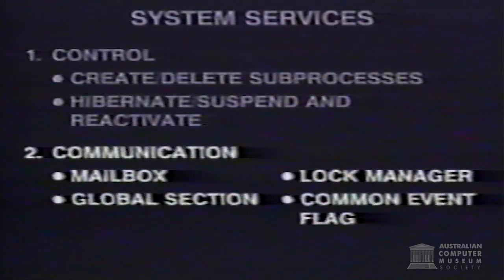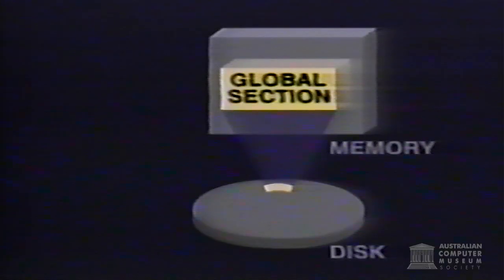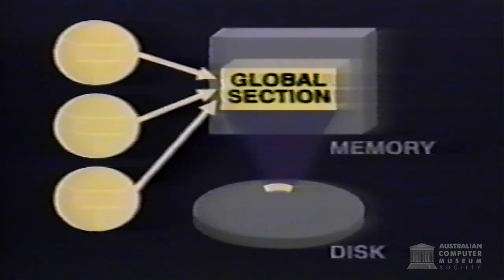A number of system services are also available to facilitate communication between processes: the mailbox, global section, lock manager, and common event flag. A mailbox is a virtual device used for communicating between processes. One process inserts a message into the mailbox, and the second process removes it. A global section is a disk file or portion of a disk file brought into memory. The location of the data in memory provides a mechanism for several processes to quickly access and share the same data.